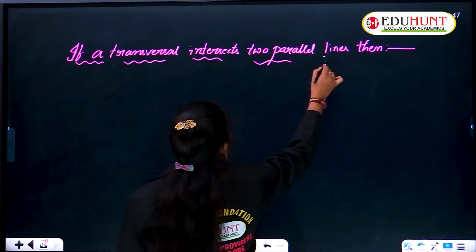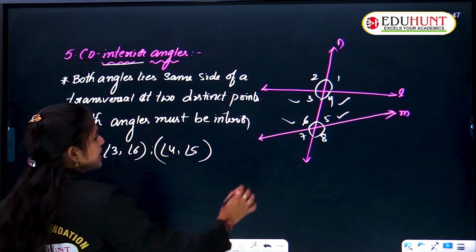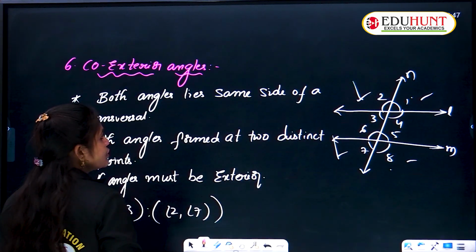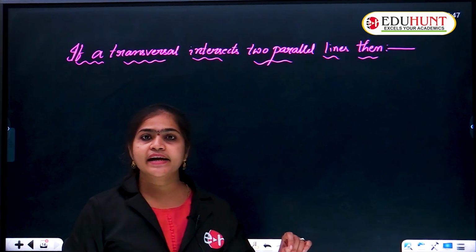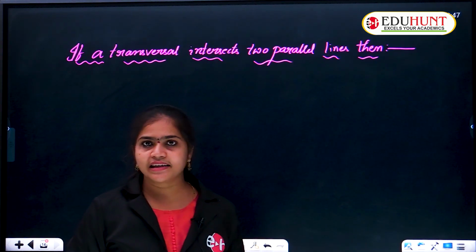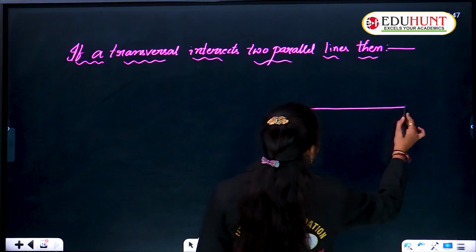Up to now we learned and drew some diagrams. Here one of the diagrams is there. So children, up to now we drew a transversal line which intersects two intersecting lines. Now here is a transversal which intersects two parallel lines.